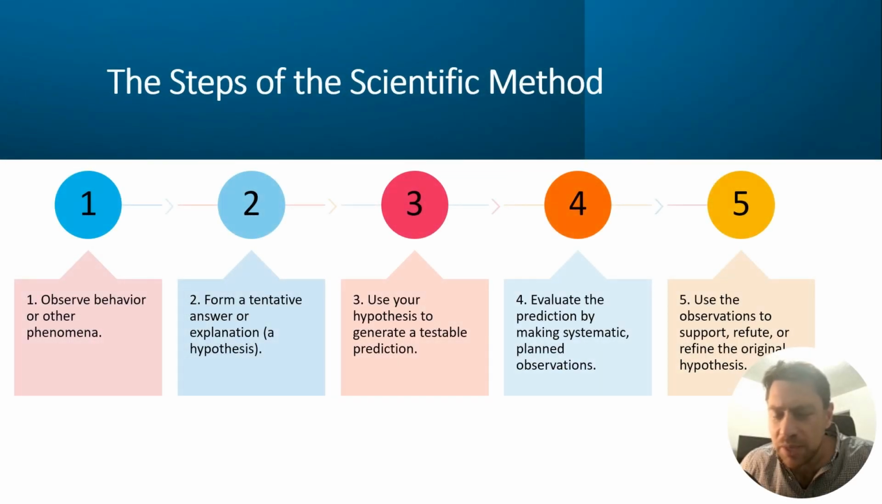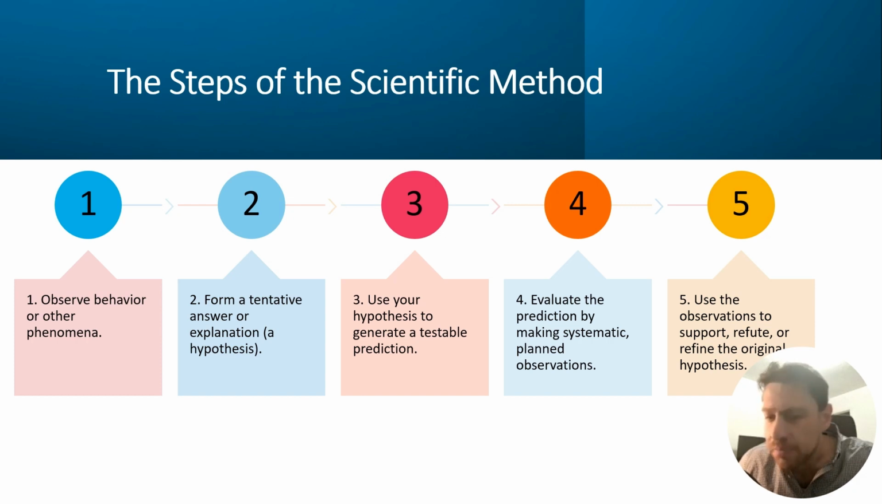And so here we can take the scientific method and break it down into 5 simple steps. Well, okay, they're not so simple. But anyway, step number 1 is to observe behavior or some other phenomena. So in psychology, it's probably behavior. In other fields of science, your observations will be about something different. Step 2, form a tentative answer or explanation. This is also called a hypothesis.